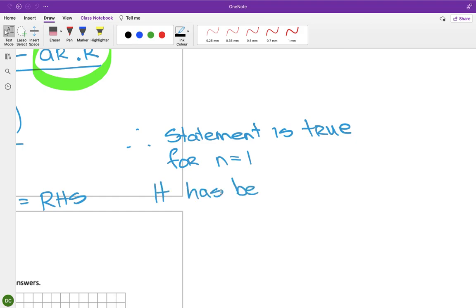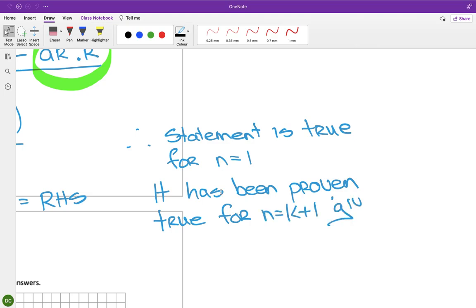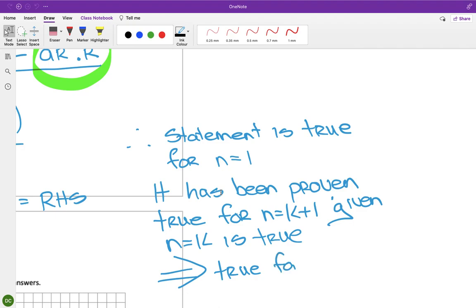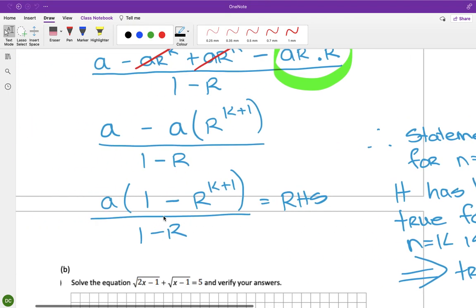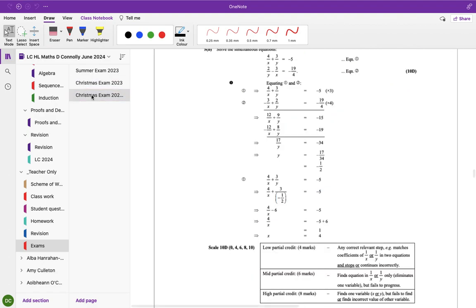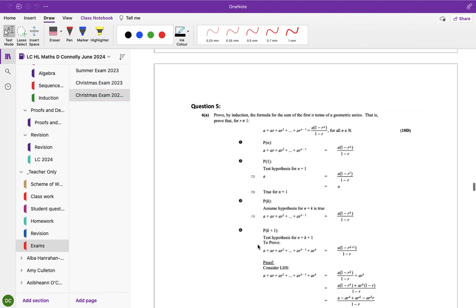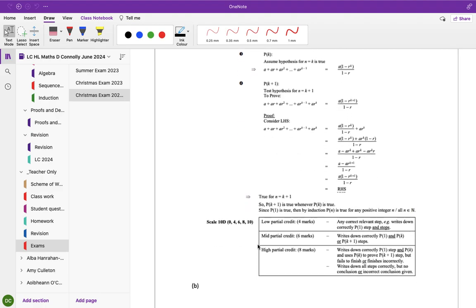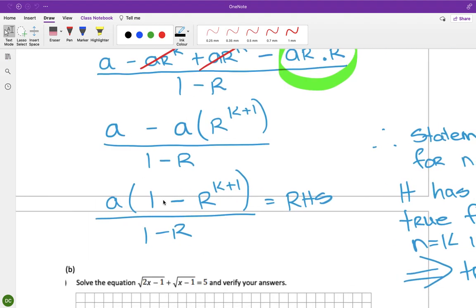It has been proven true for n equal to k plus 1, given n equal to k is true. This implies that it is true for all n where n is natural numbers. That's your little spiel at the end. So that is worth, where's my induction? Here, 10. So 10 marks for that one.